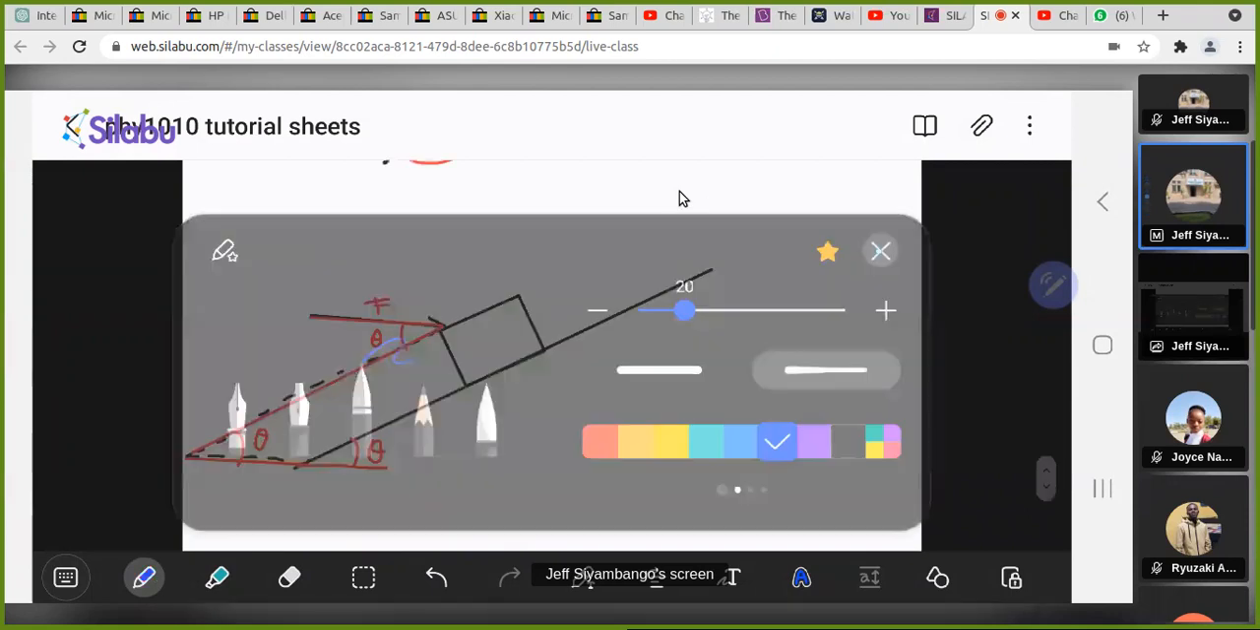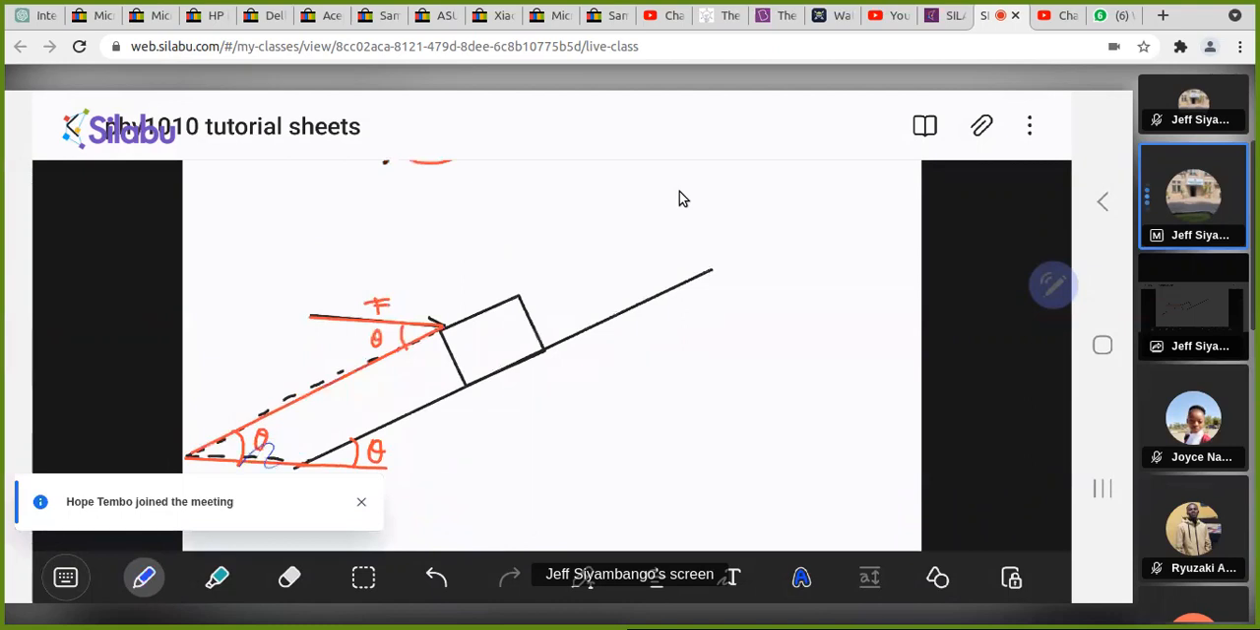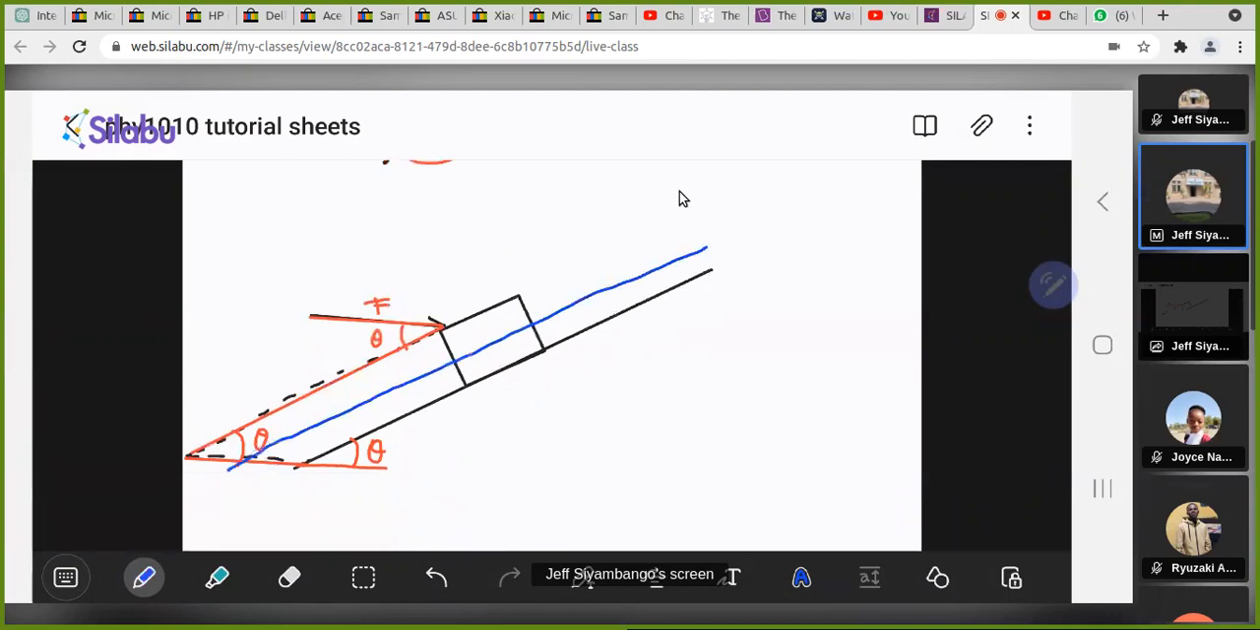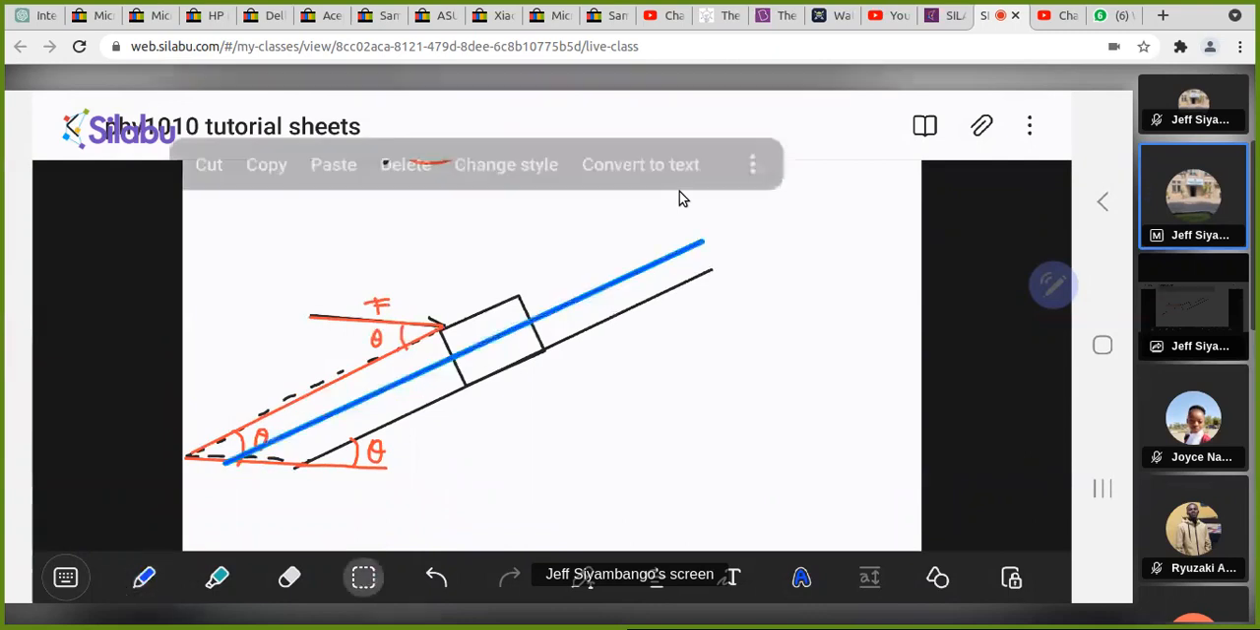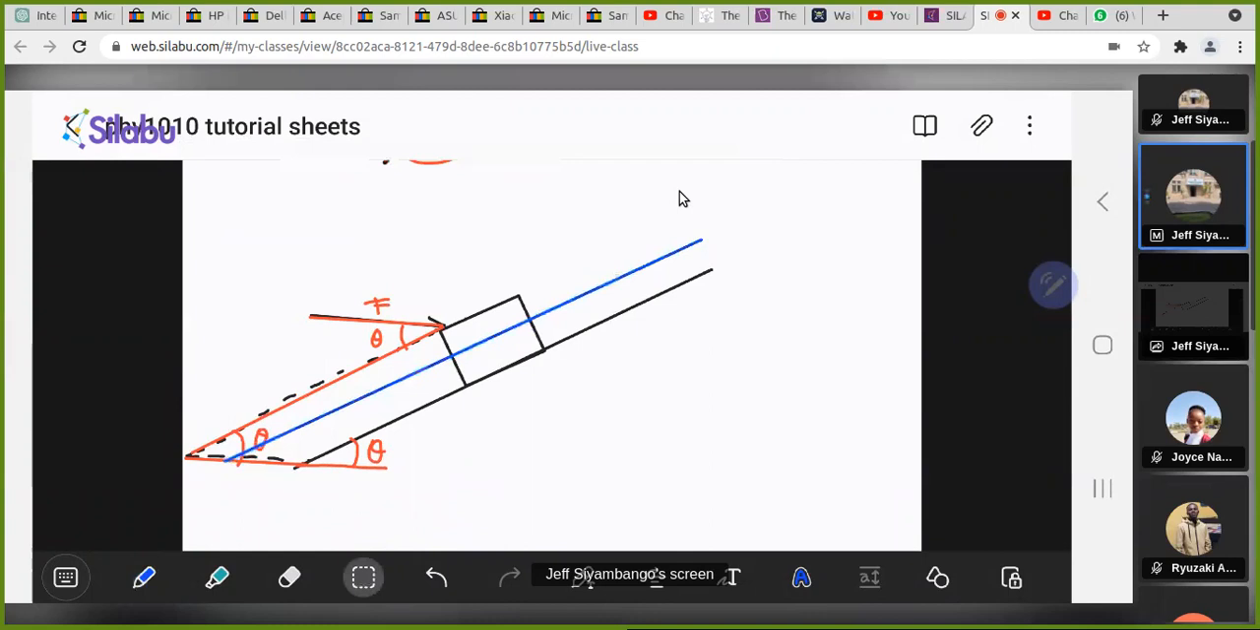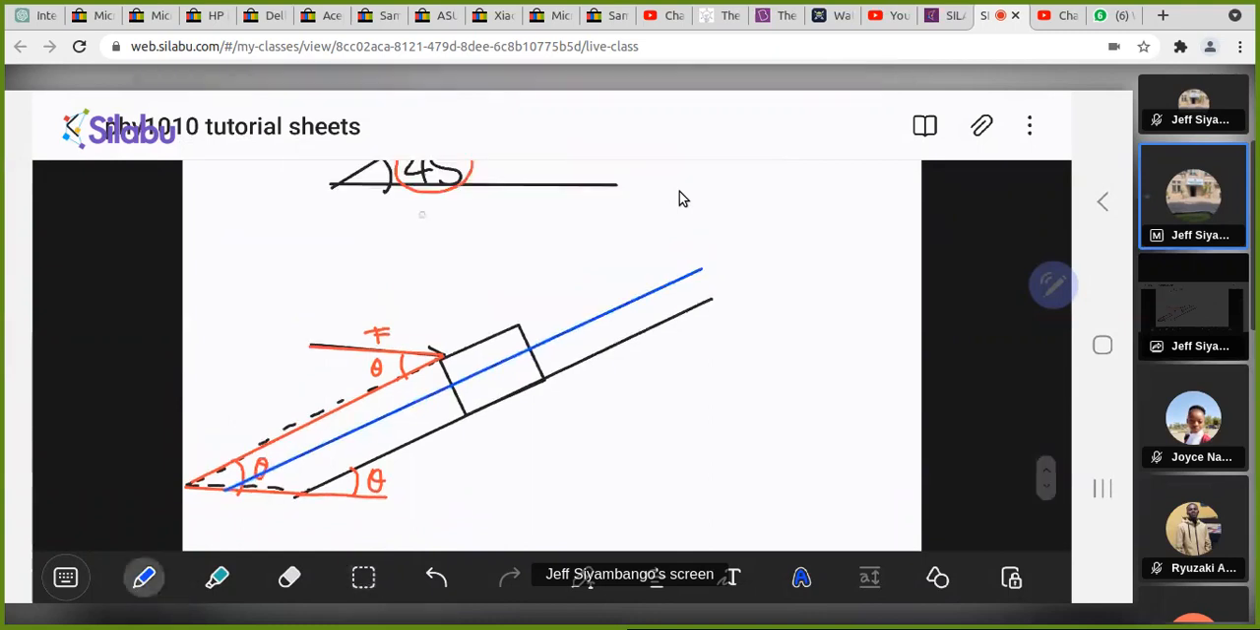Remember what we always say? You want an X-axis that is parallel to the inclined plane. And you want a Y-axis that's perpendicular to the inclined plane. So you want forces to either be parallel to the inclined plane or perpendicular to the inclined plane. So this will be our Y-axis. So this is what we want to work with, our Y and our X.